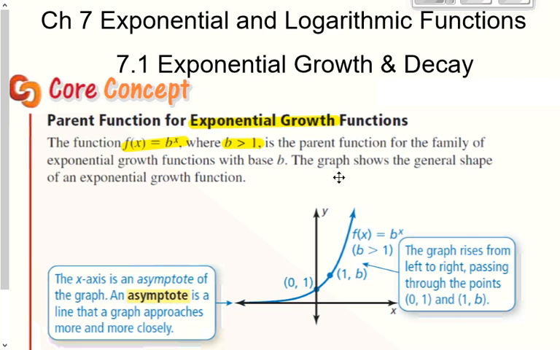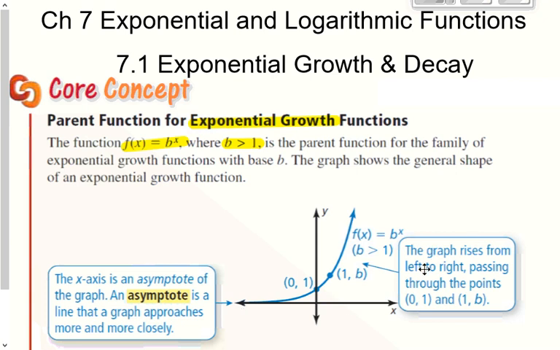The graph shows the general shape of an exponential growth. So looking at this graph right here, it's going up from left to right. So it is growing. That's why it's called an exponential growth. Down here at the bottom left, it talks about an asymptote. The x-axis is an asymptote of the graph. An asymptote is a line that a graph approaches more and more closely. So it will never touch the x-axis. It will get minutely close, but it will never actually touch it. It may round to 0, but it will not actually be legitimately 0.